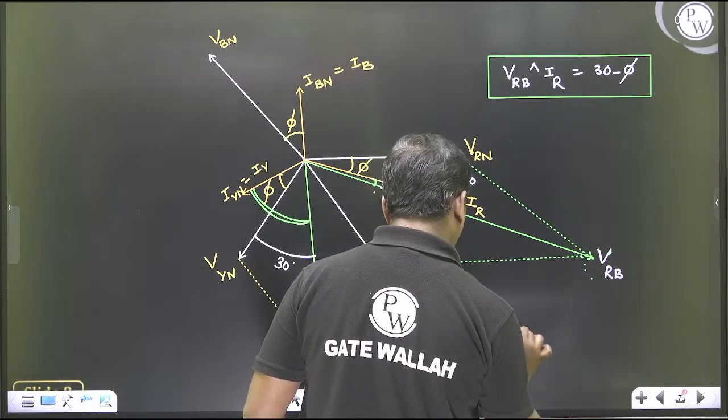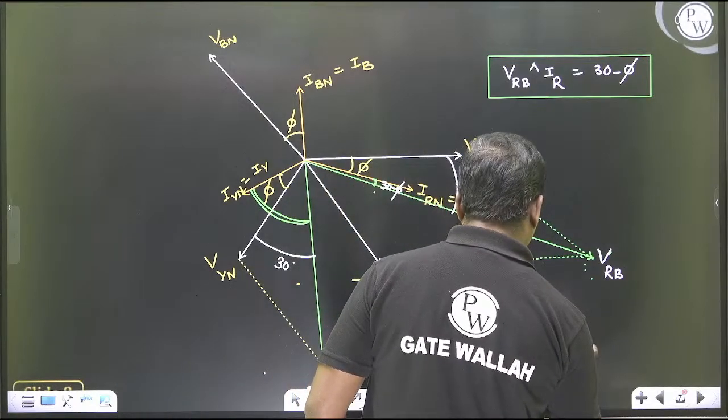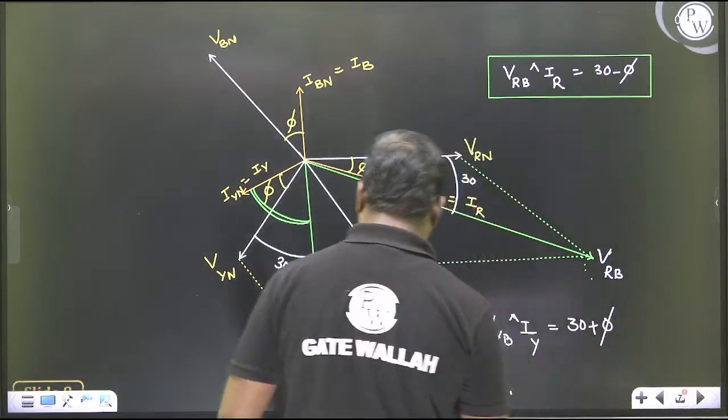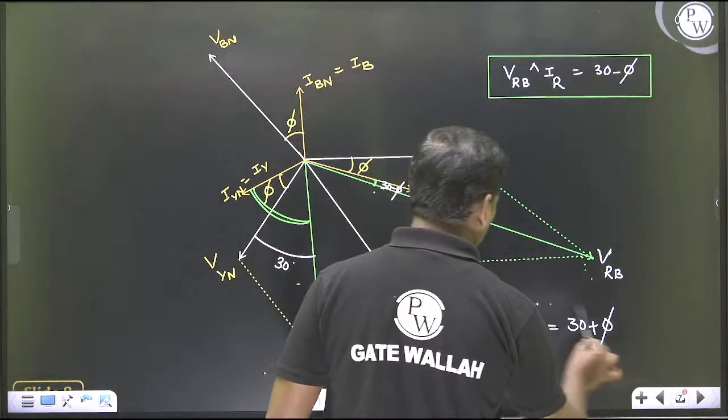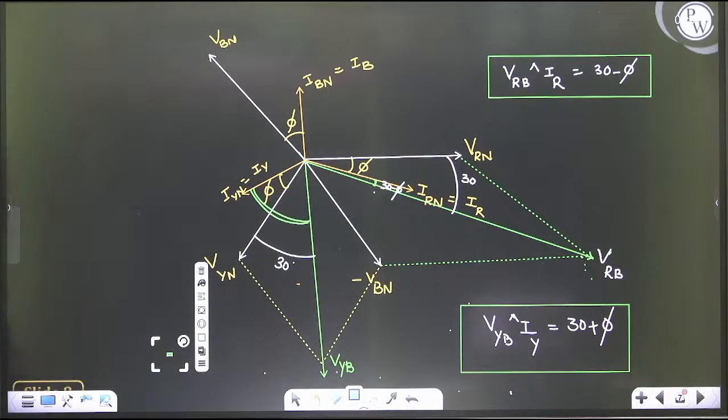VYB and IY, what is the angle between these two? It is coming as 30 plus 5. So this is 30 minus 5, and this is 30 plus 5. Okay.